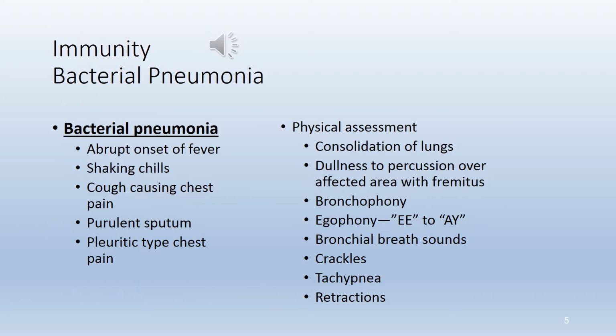With bacterial pneumonia, clinical manifestations are abrupt onset of fever, shaking or chills, a cough causing chest pain, purulent sputum, pleuritic type chest pain. When you do a physical assessment, you can hear consolidation of the lungs, and that is usually also manifested within a chest x-ray. Dullness to percussion over the affected area with fremitus, because there's something solid, so it sounds dull.